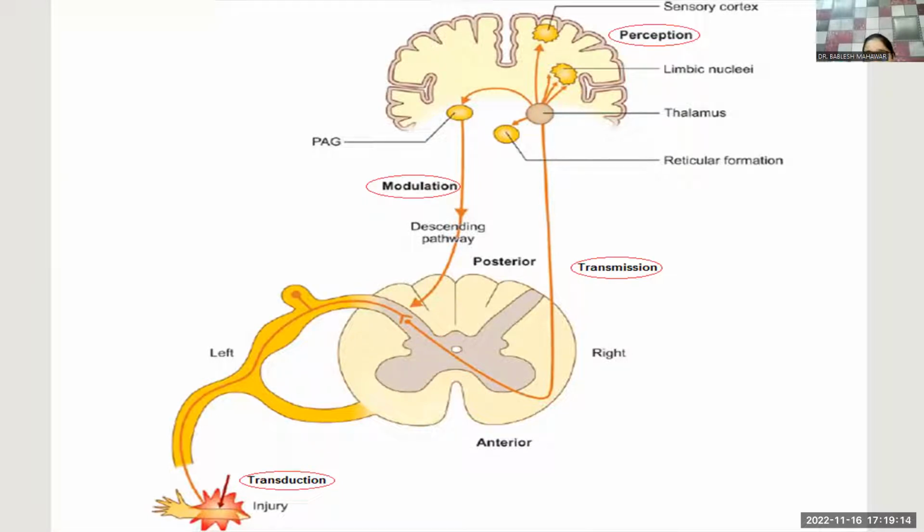Now what exactly is this modulation? Modulation is usually a natural physiological response of our body which suppresses the pain. It means this is a natural healing technique which is given to us by God, which suppresses the pain. Now, how it happens, we'll see in the next slide.